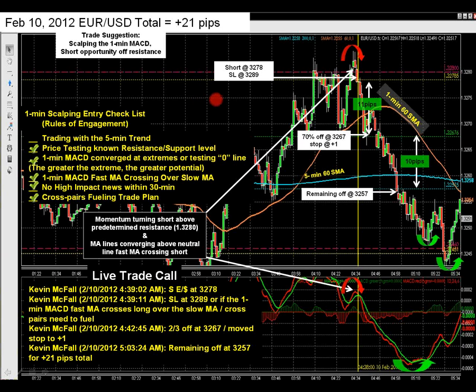So the 3 indicators we use. Okay, first we have our trend lines. So we use a 5-minute trend line, which is just a 60 SMA. The 5-minute trend line is the blue 60 SMA. The 1-minute trend line is the orange 60 SMA. So we use a 5-minute trend line and the 1-minute trend line just to see where we are within the market sentiment. And then we also use these MACD lines.